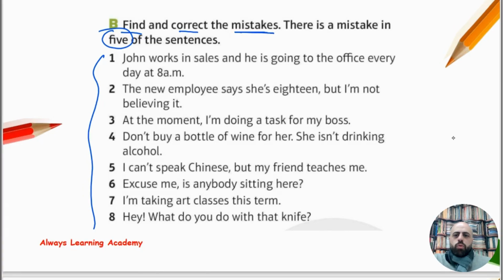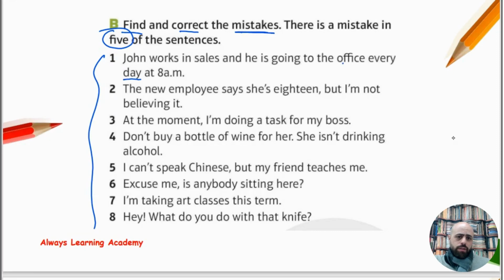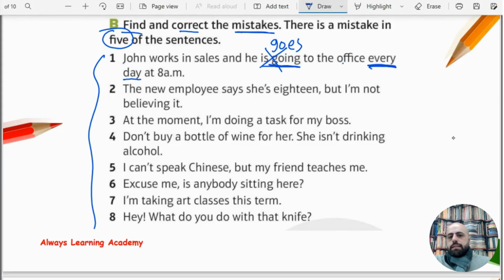Okay, let's check. Number one, John works in sales and he's going to the office every day at 8 a.m. So every day, this is simple present. It's routine, habit, etc. He is going, can we use present continuous with this? No, this is a mistake. So instead, he goes to the office every day at 8 a.m.